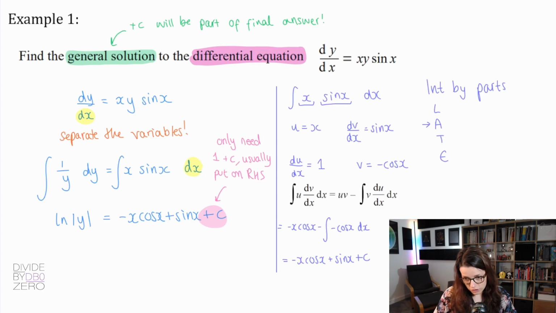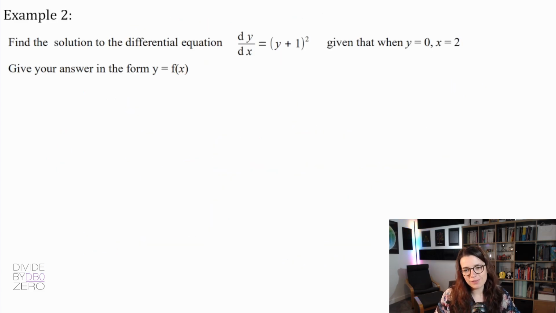But if you wanted to, you could e both sides to get rid of the ln. So you could make it y equals e to the power of that whole thing. Either way is fine. Example 2, find the solution to the differential equation, given that when y is 0, x is 2, give your answer in the form y equals f of x. Okay, so the difference here compared to example 1 is that we are given some conditions here. y equals 0, x equals 2.